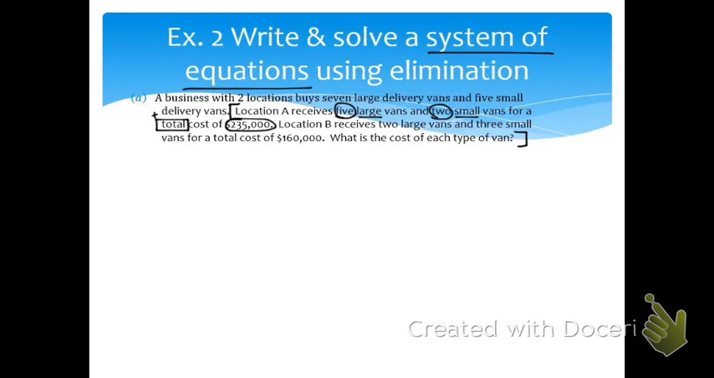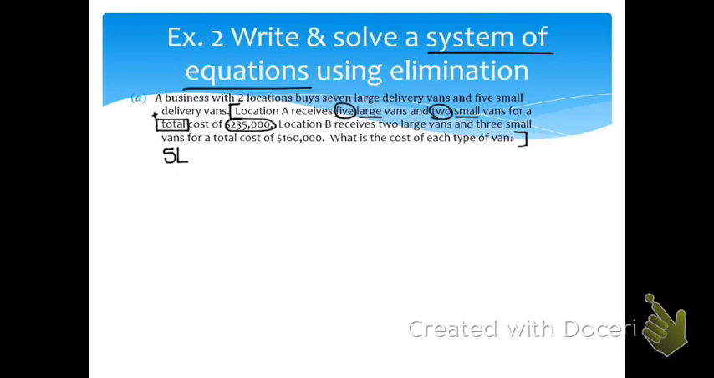Keep in mind, we are talking about 5 individual vans, and the L is going to represent the cost of that van, right? Because it says the total cost is $235,000. So what do you think we're going to do with the 5 and the L? We're going to multiply the 5 and the L. So let's go ahead and write 5L, because remember, that's 5 individual vans, and we're going to find L, which is the cost of just one of them.